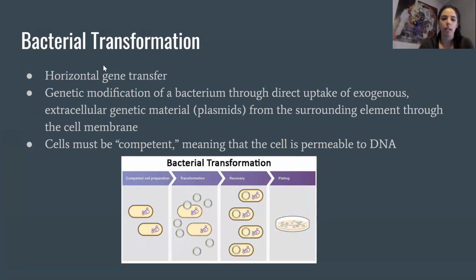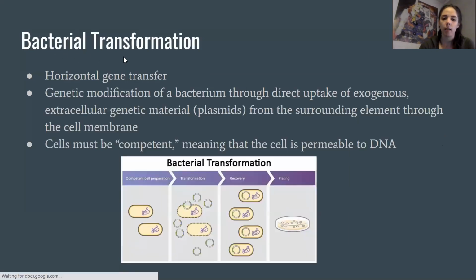So for bacterial transformation, again, this is a horizontal gene transfer. So this is going to be genetic modification of the bacterium through the uptake of extracellular genetic material in the form of plasmids from the surrounding environment. This is going to be through the cell membrane. In order for this to happen, cells must be competent, which means the cell membrane is permeable to the DNA.